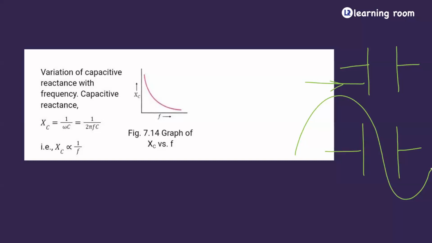Leads. L is for inductor. So current leads the voltage.